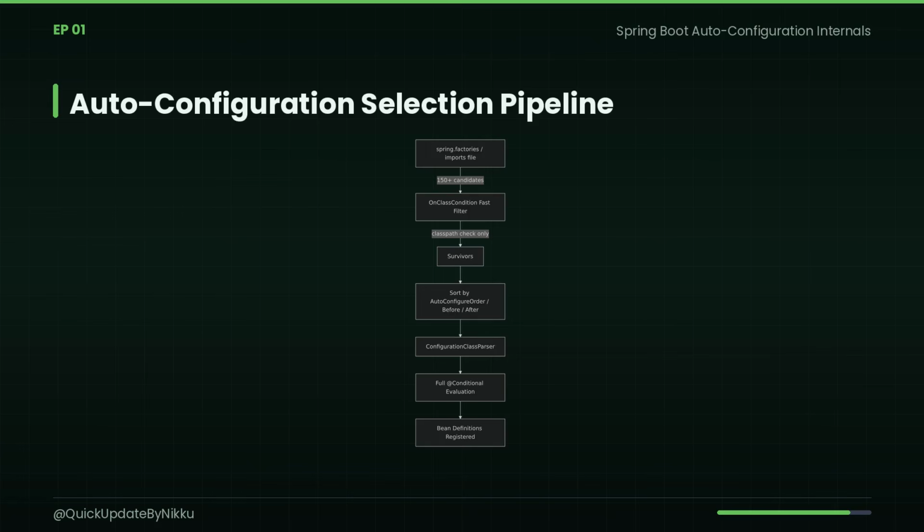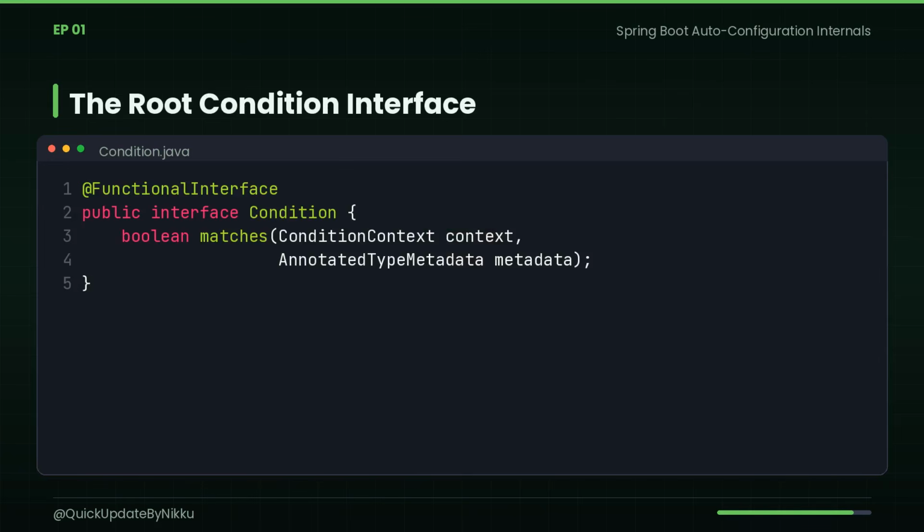Every conditional annotation in Spring Boot ultimately delegates to an implementation of this single interface from Spring Framework core. The ConditionContext parameter is the power source. It gives you access to the bean definition registry, the ConfigurableListableBeanFactory, the environment for reading properties, a resource loader, and the class loader for class path checks. One method, two parameters, unlimited extensibility.